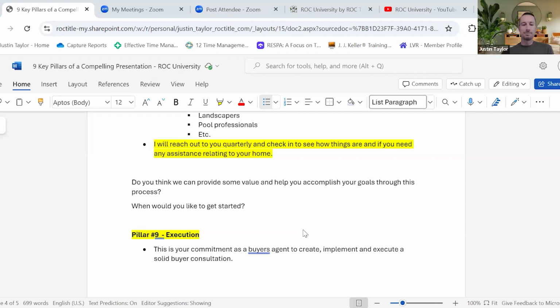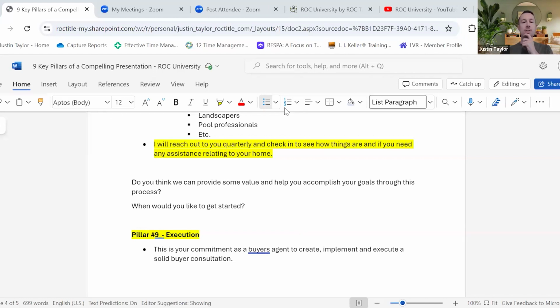Pen and paper, right? But this can only become a reality if you take what you've learned today and actually implement it into your business.